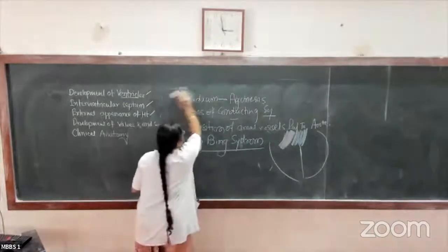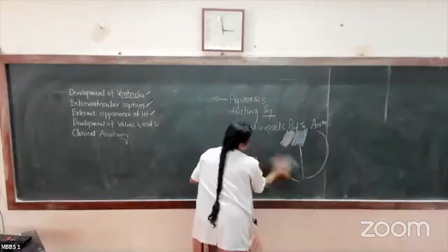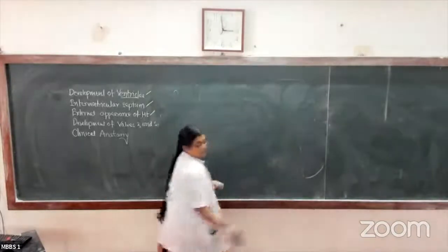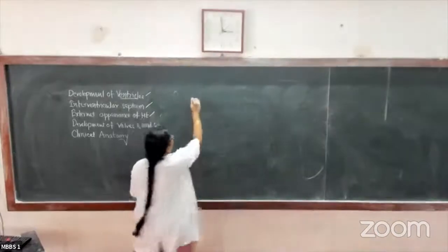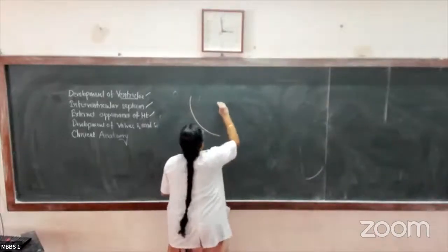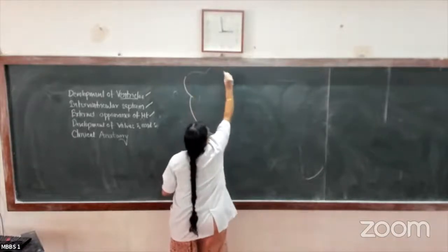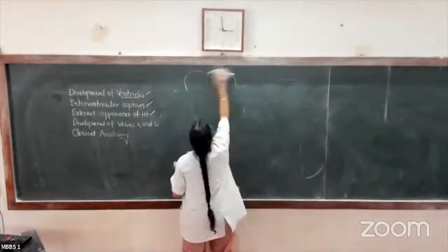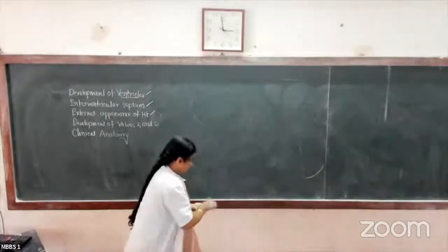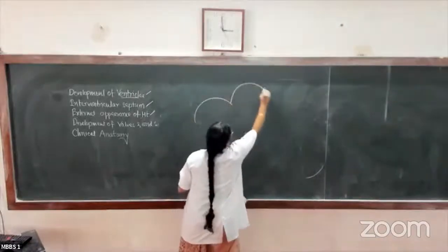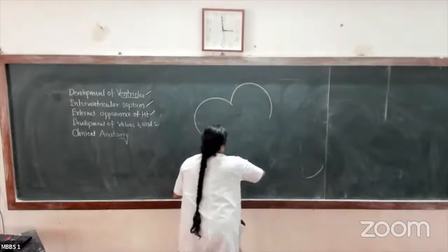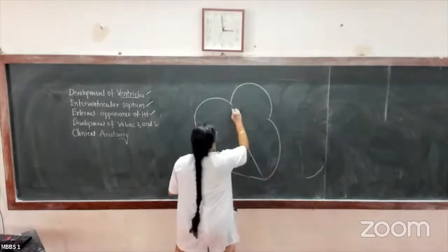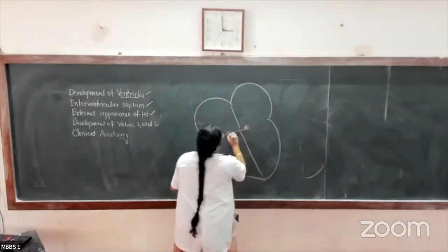Some more anomalies are there. For example, superior and inferior vena cava, instead of opening into the right atrium, they open into the left atrium. So, if the heart is like this, these two are atria, and here is a ventricle. Here is the septum, there is also septum, it modifies.